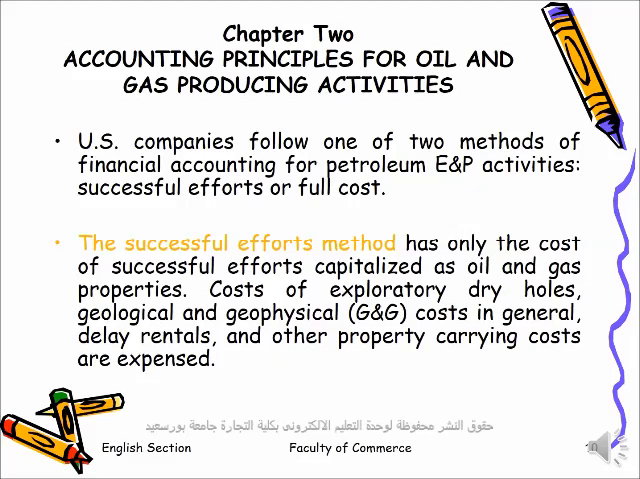After we mentioned some terminologies related to the petroleum industry and the main segments of the petroleum industry, we need to mention accounting principles for oil and gas producing activities. Accounting for oil and gas. U.S. companies, United States companies, American companies follow one of two methods of financial accounting for petroleum exploration and production activities. They are called successful efforts method and full cost method.